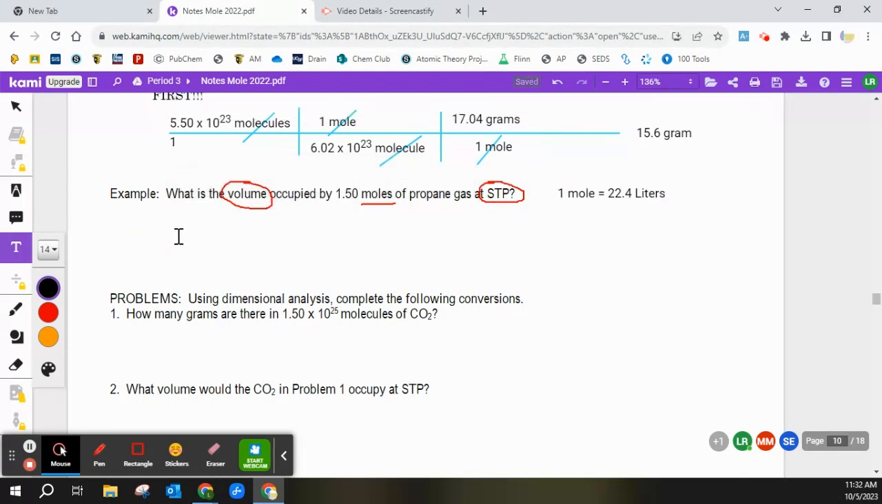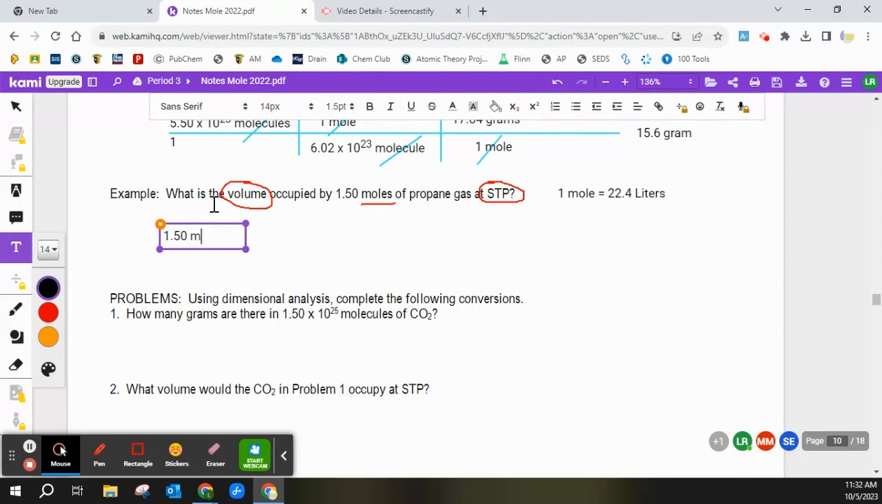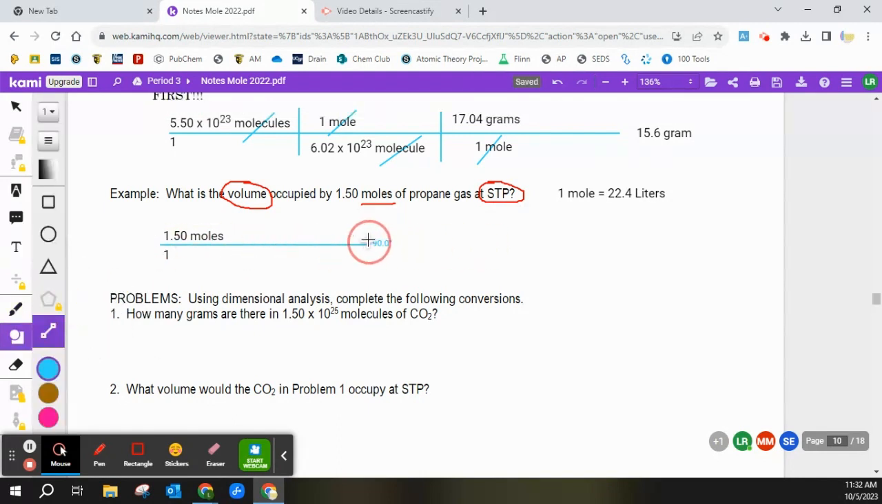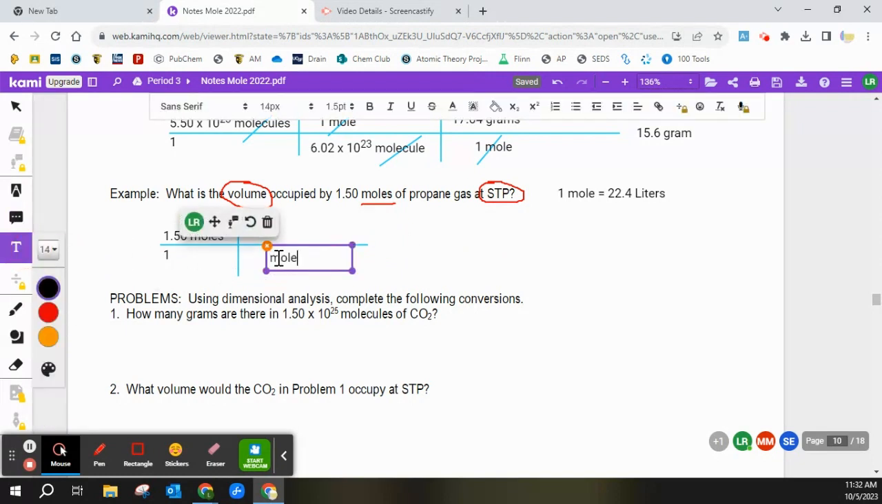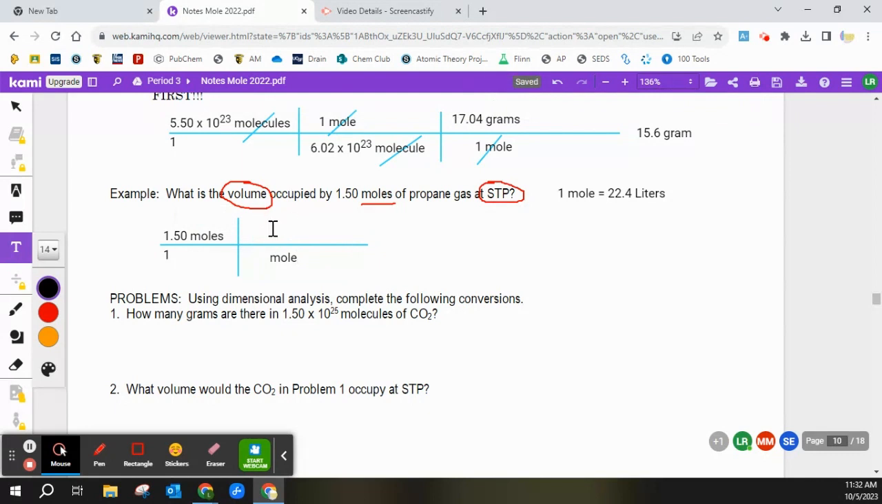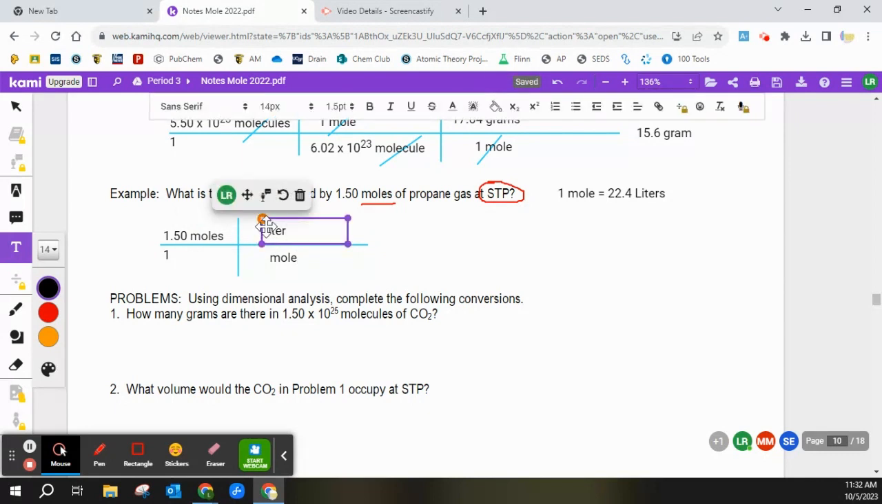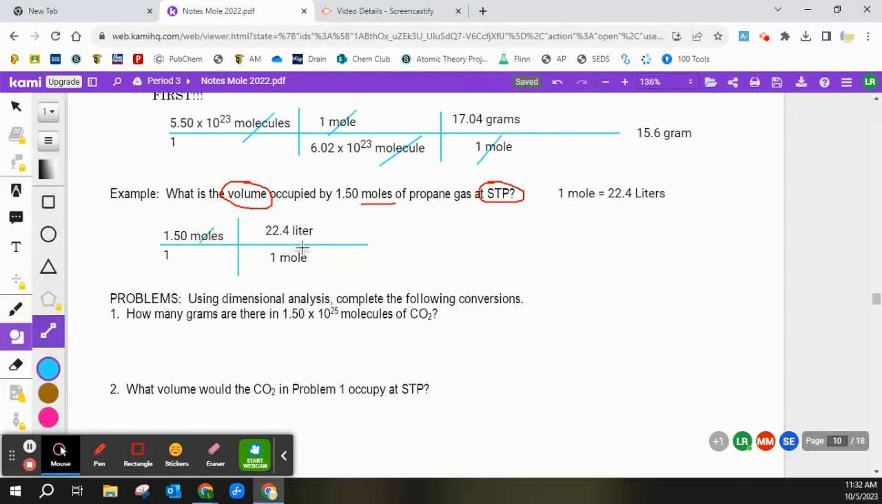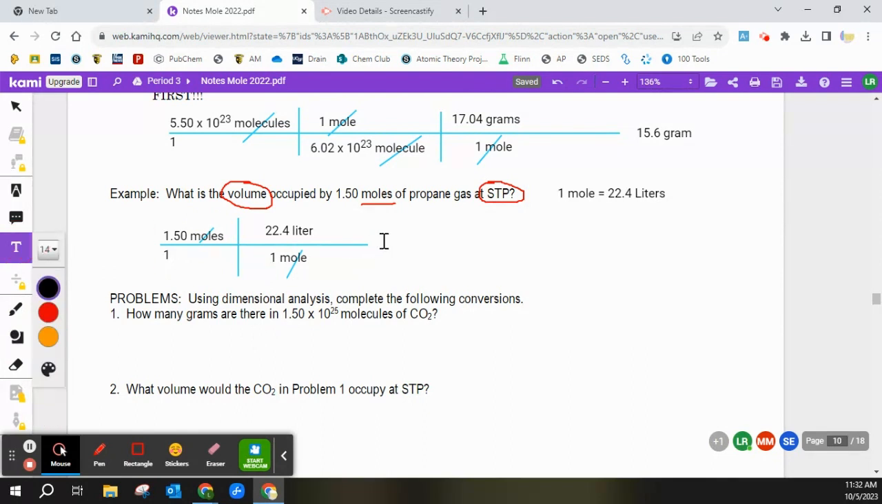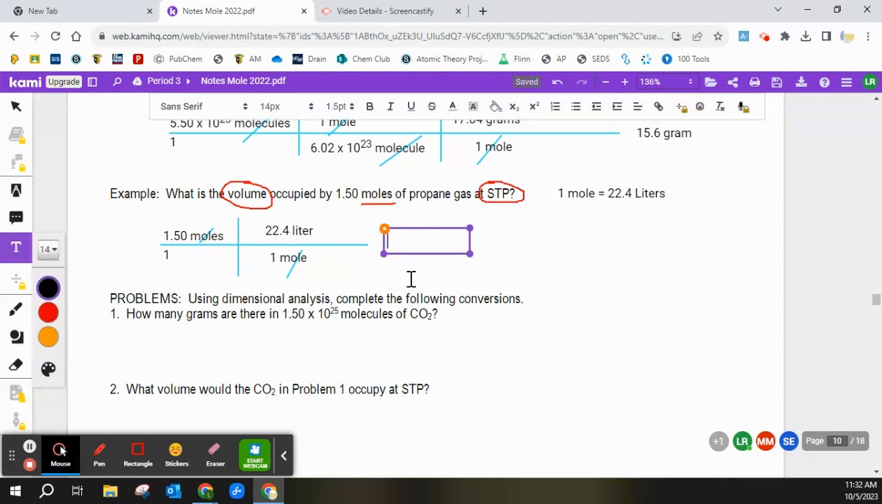So start with number and unit given in the problem. 1.50 moles. Put it over 1. We draw our line. It doesn't need to be that long because we have 1 conversion. Mole comes down, and then the unit liter comes to the top. 22.4 goes next to liter, and 1 goes next to mole. Now you see each time I'm putting the units first, then the number fits in. My units cancel, and then I am left with liters. And so the answer I get is 33.6 liters.